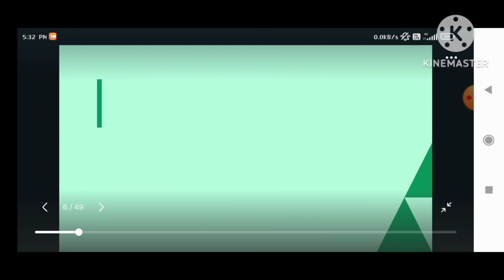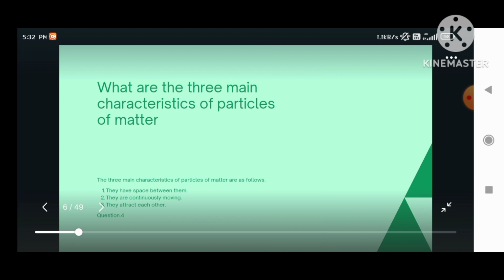Question number 3. What are the 3 main characteristics of particles of matter? The answer for that is, the 3 main characteristics of particles of matter are as follows. Number 1, they have space between them. Number 2, they are continuously moving. Number 3, they attract each other. Question number 4.